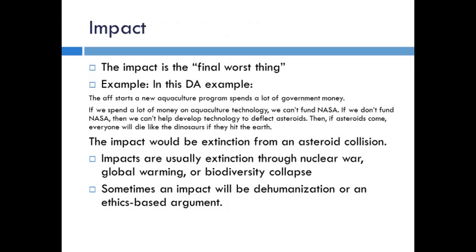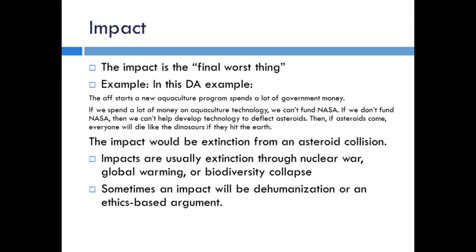Essentially. Okay. Next term, impact. The impact is the final worst thing. So, for example, in the Disad example I just read, you can reread this yourself, the impact would be extinction from an asteroid collision. So usually impacts are extinction, through a nuclear war, global warming, or biodiversity collapse, or like food wars or whatever.